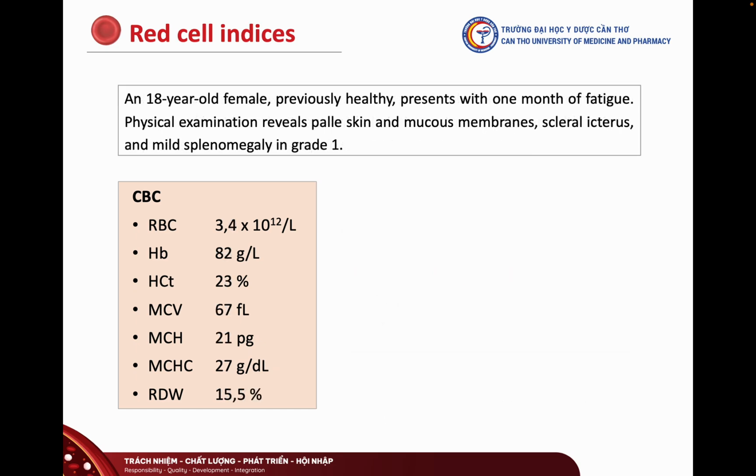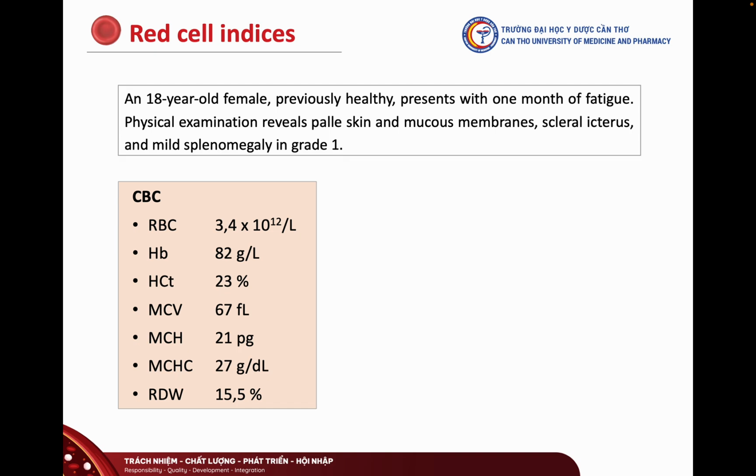Okay, now let's walk through this next clinical case. We have an 18-year-old female who was previously healthy, now presenting with 1 month of fatigue. On physical examination, she also appeared pale, supporting our suspicion of anemia. But there are two additional findings: scleral icterus, or the yellowish eye, with a mild splenomegaly. These findings raise concern for the hemolysis and extravascular red cell destruction.